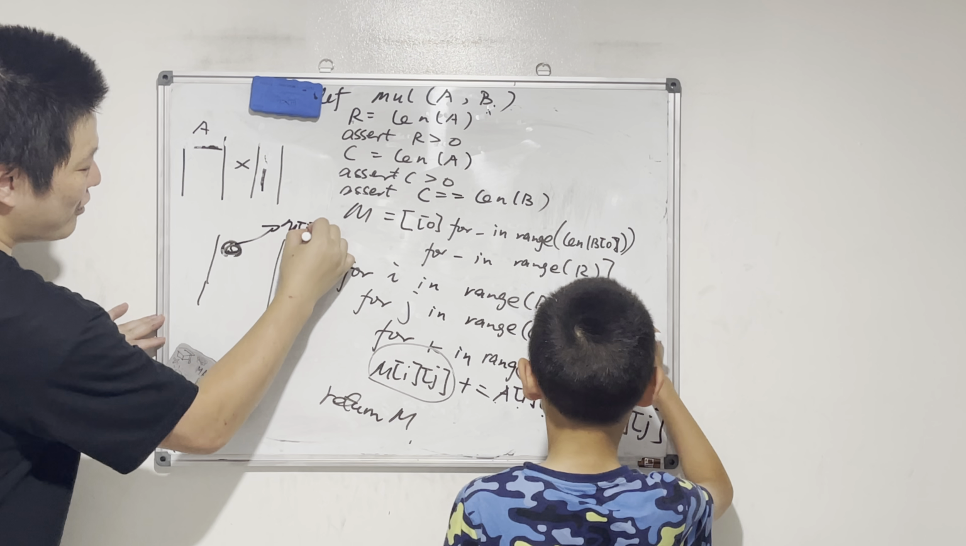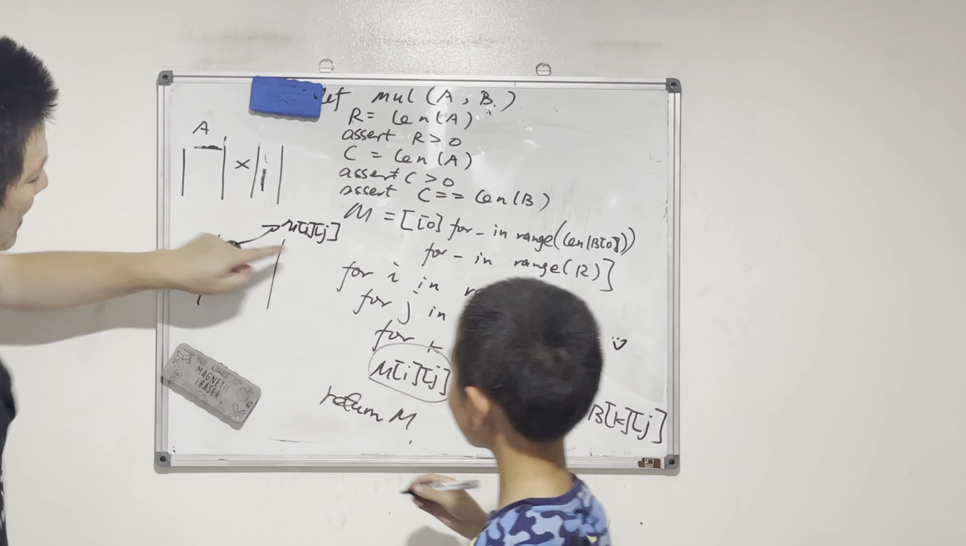Can you look at me? Not moving around and around. Look, this is M I J. This is the result M, right? And then look, A, this is B. A I K times B K J. Add it from 0 to C, okay? Got it? What's the time complexity?